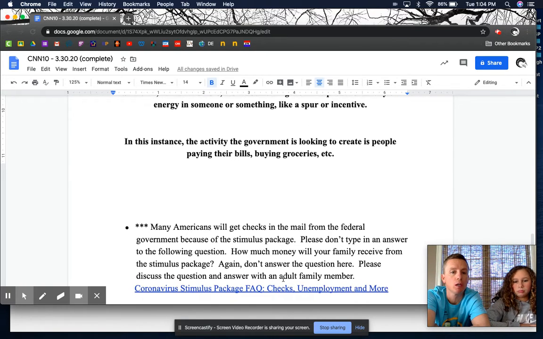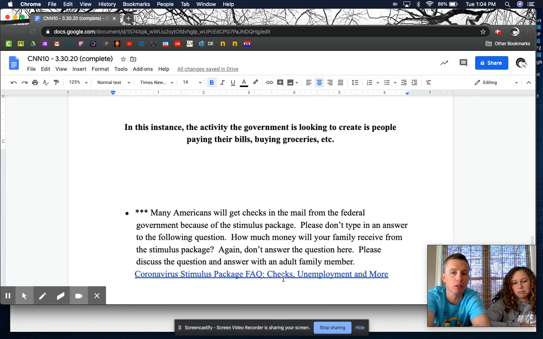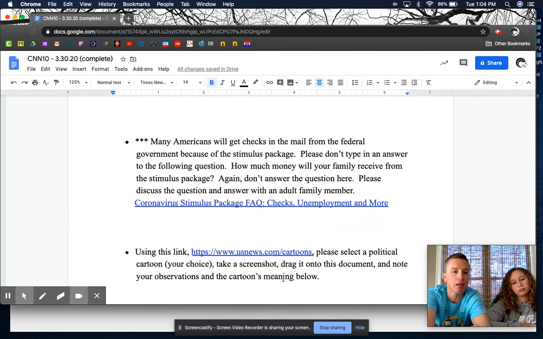Okay, so this next question, I didn't want students to type in any answer, but wanted students to go and figure out how much money their family might get from the stimulus package. And then the last thing I asked you to do yesterday was to pick a political cartoon and discuss it. So we're going to do that together with a couple of cartoons we've already looked at. So let's go there now.